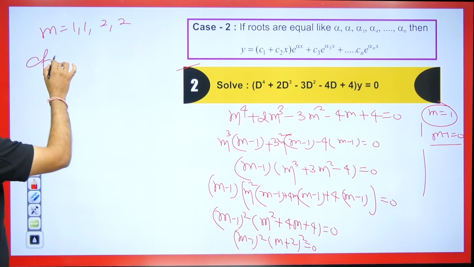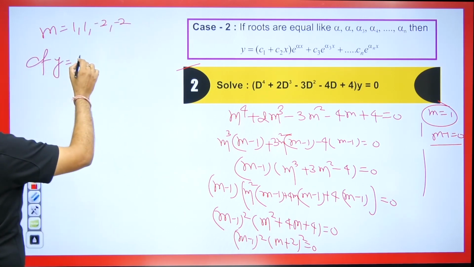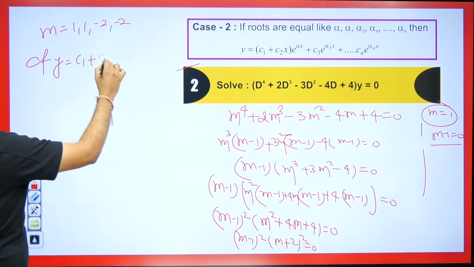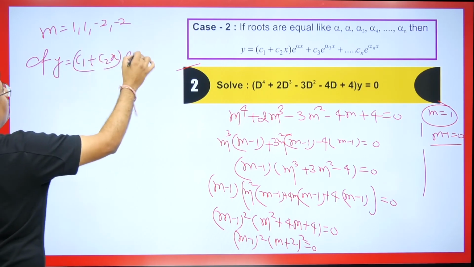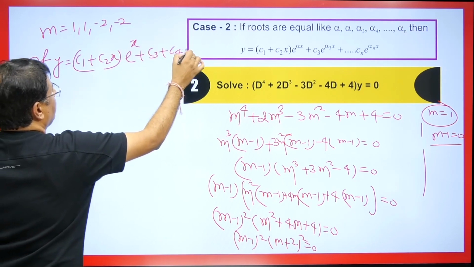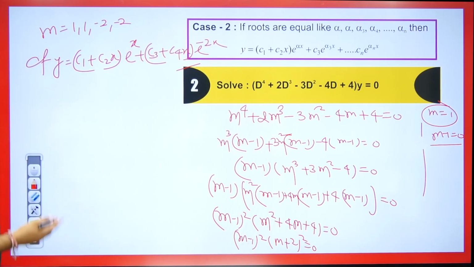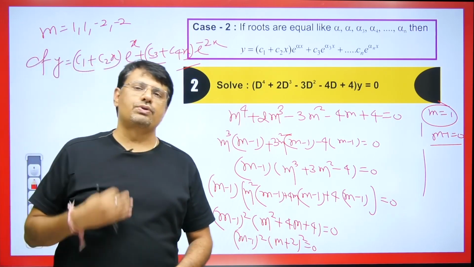So the CF that we get will be y is equal to, wait, I think this is minus 2. So the CF we get will be C1 plus C2 x, e to the power x, plus C3 plus C4 x, e to the power minus 2x. So students, what will we get? It will be the CF, and that's how we solve it.